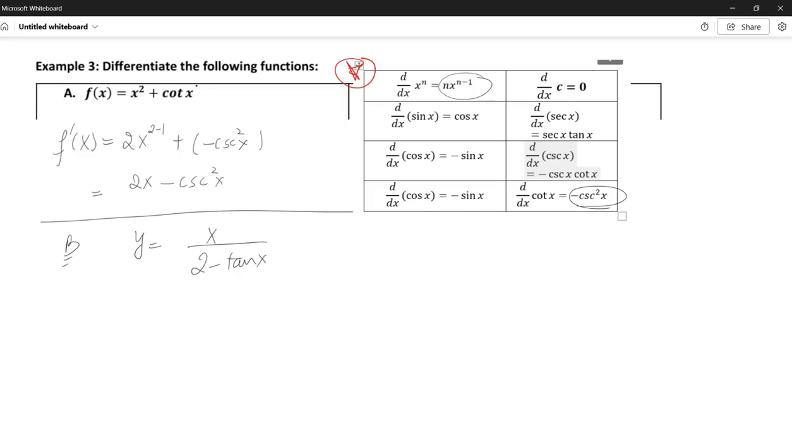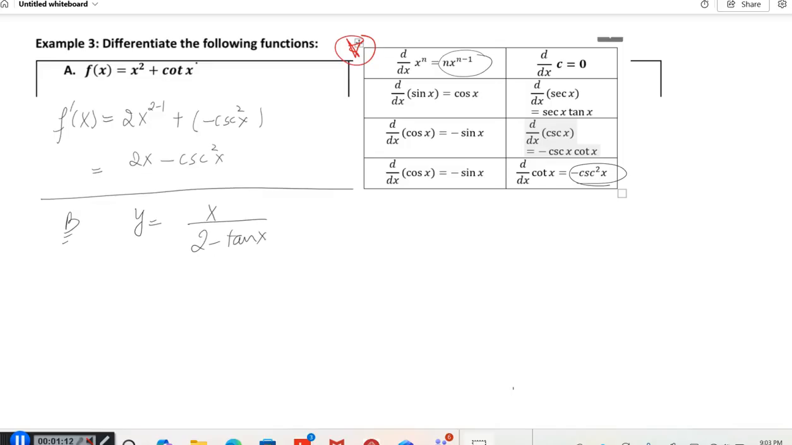Let's do the next one. Here y is equal to x divided by 2 minus tangent x. Okay, so for this one, really, you need the quotient rule also. So I'm going to write down the quotient rule. If we have y is equal to u by v, then the derivative of y is the denominator square, numerator's derivative times denominator minus numerator times denominator's derivative. Okay, let's use this here.